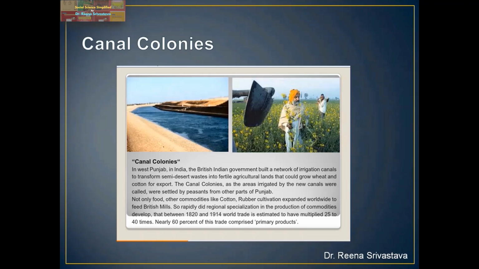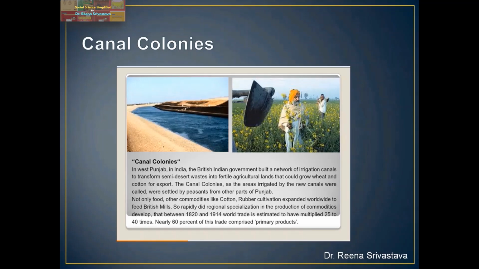Okay, so you can see that basically in commodities के through अगर आप देखो between 1820 to 1914 जो world trade है, it is estimated to have multiplied 25 to 40 times, and nearly 60% of this trade comprised primary products. So this is also one of the examples. Now here what is happening? There is transfer of technology, and then product क्या है? Food grain है या कोई cash crop है. Now it is transported to another part of the world. Okay, so again there is movement of goods, which is one of the factors of the making of the global world.